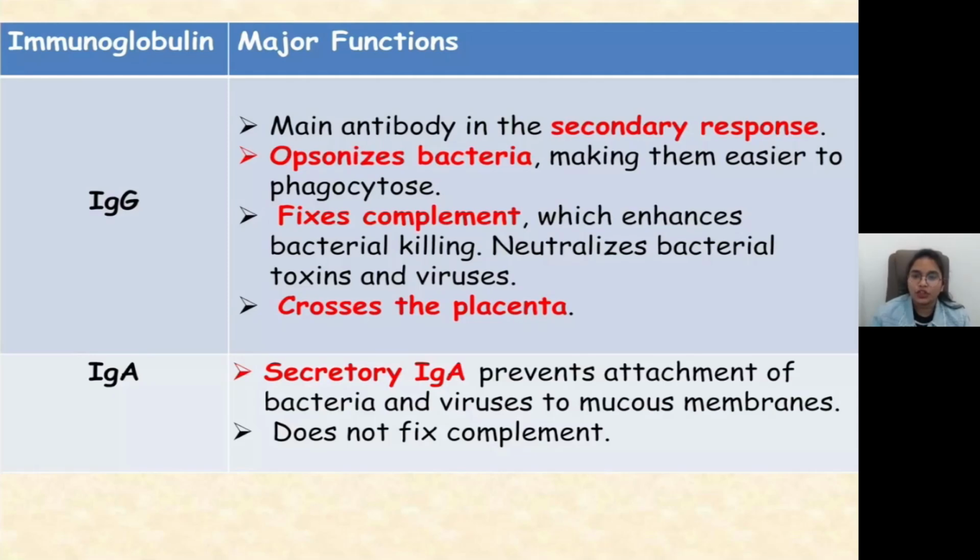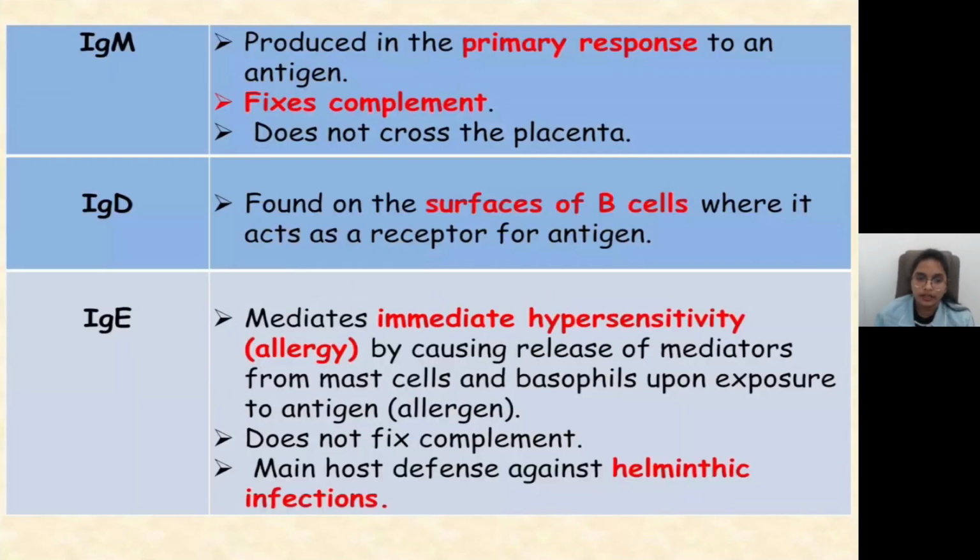IgG helps in the secondary immune response, or opsonizes bacteria, making them easier to phagocytose, or acts by complement fixation, right? So it enhances bacterial killing, neutralizes bacterial toxins and viruses, and can cross the placenta. Only IgG can cross the placenta, right? IgA is found in secretions, also known as the mucosal surface, and prevents attachment of bacteria and viruses to the mucous membrane, and it does not fix any complement, right?